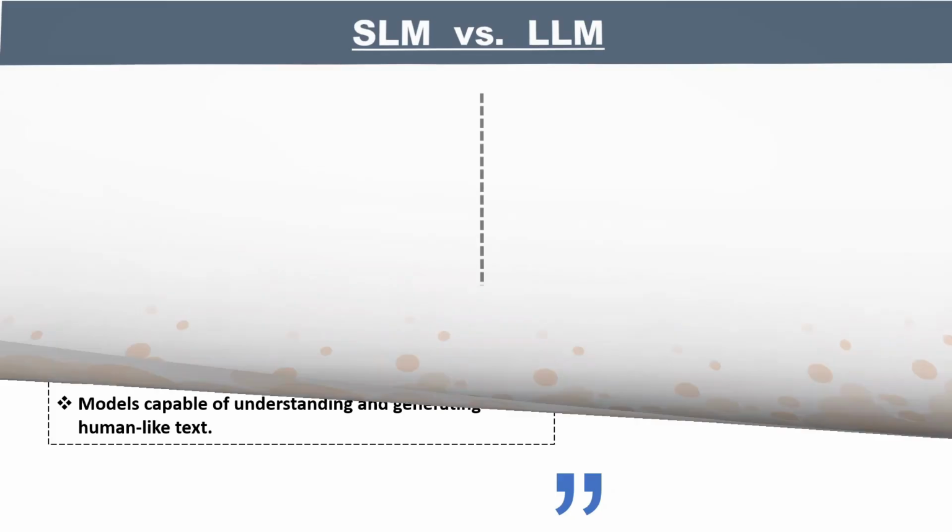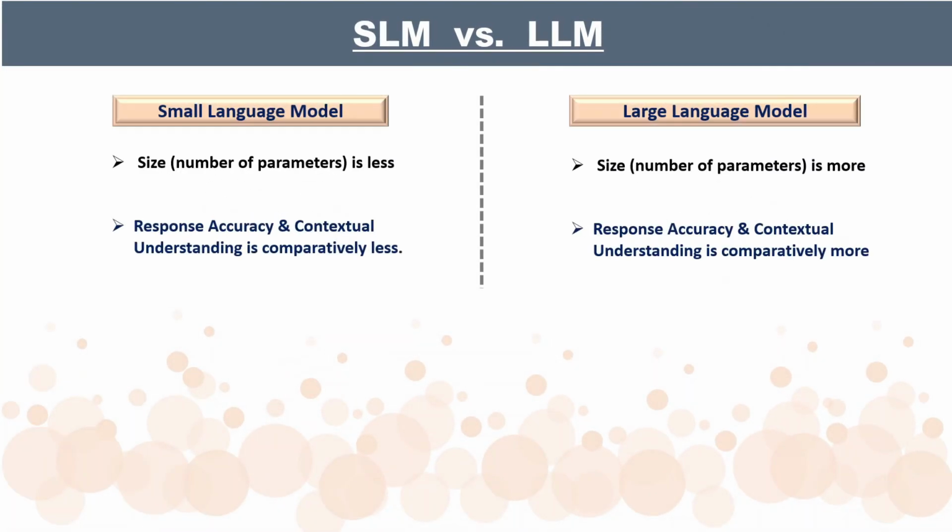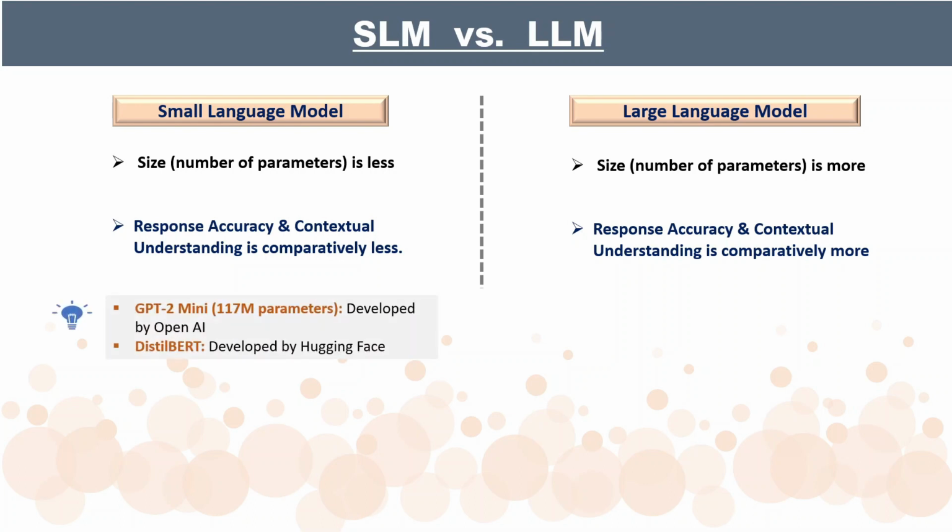So let's try to understand what is the difference between LLM and SLM. The main difference between small and large language models lies in their size, that is the number of parameters on which they have been trained. This affects small language models' understanding of language and their ability to generate relevant responses. Comparatively, large language models generally perform better in terms of accuracy and contextual understanding due to their extensive training data.